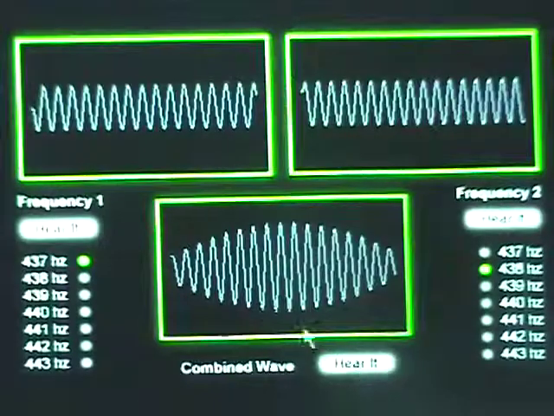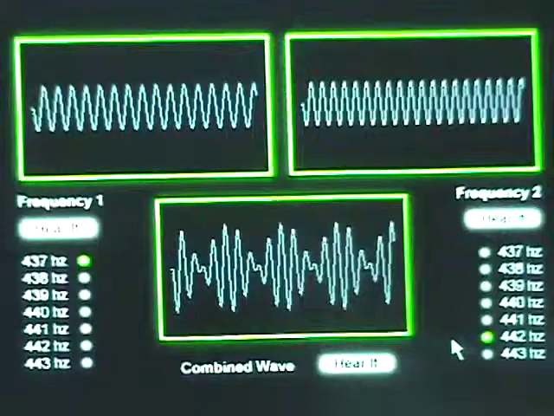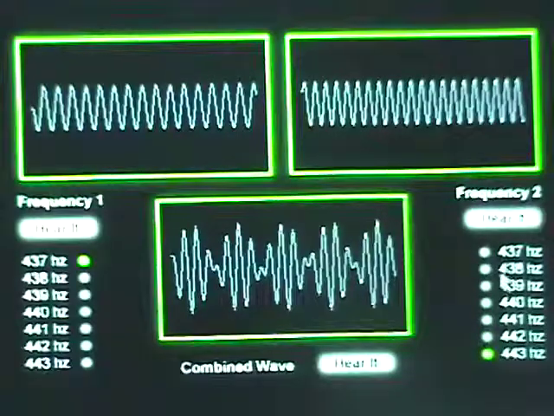Now, another difference, 437 and 442. There is the difference of 5 Hertz. And listen to that. That is 5 beats per second. You can actually play with it. For 443, there will be 6 beats per second.